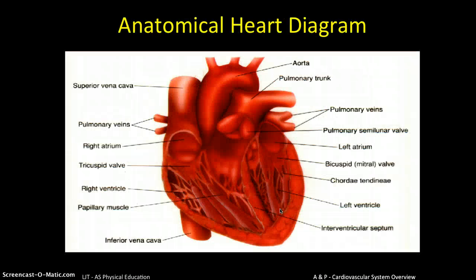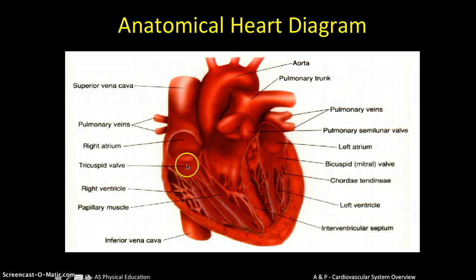Here's a slightly more anatomical version of the diagram. So we've got a cross section here. The heart's been sliced, and you can see inside some of the bits and bobs that allow blood to go through from one chamber to another. So let's identify some important things.